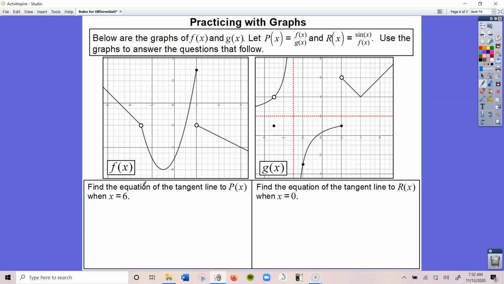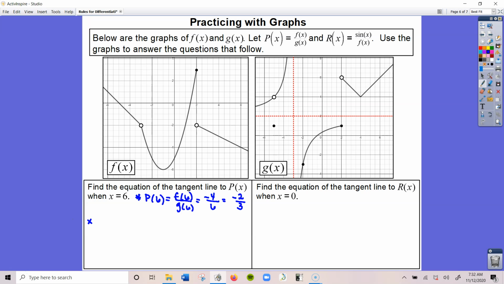Remember that we always need first to find the point of tangency and then the slope of tangency. Doesn't matter which order you choose, but you do need those two things. So we're going to start off with p of 6 to get my point of tangency. Now p of x is f of x over g of x. So p of 6 is f of 6 over g of 6. Now when I look at my graph here, f of 6 is negative 4 and g of 6 is 6, leaving me with my point of 6 and negative 2 over 3. So that's my point of tangency.